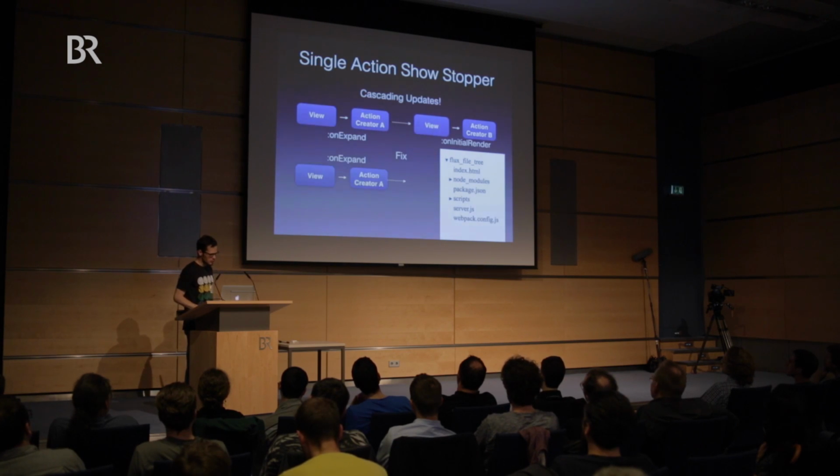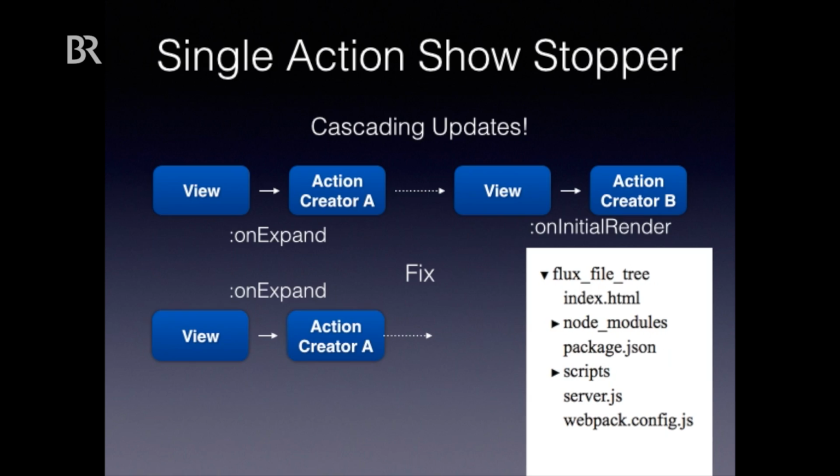The fix for this would be, instead of having the second action being triggered at the end, you pull it to the front. So on expand, you're not only triggering the second action, but you do the first one and the second one at the same time. That needs a little bit of rewriting, and you need to be a little more explicit about what's happening, but it makes predicting your app much easier.